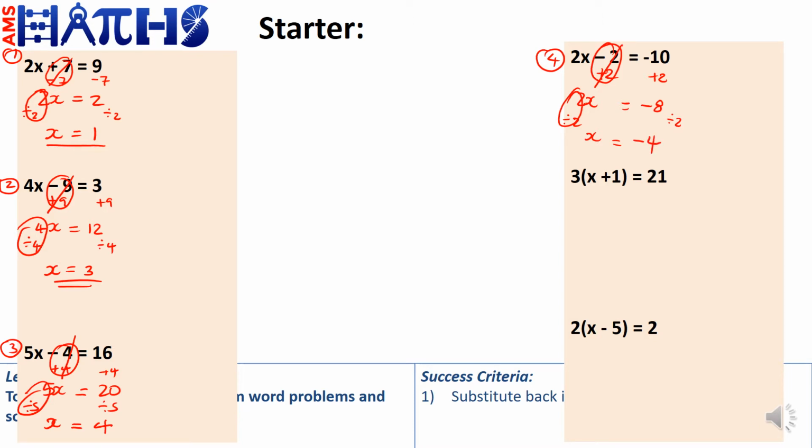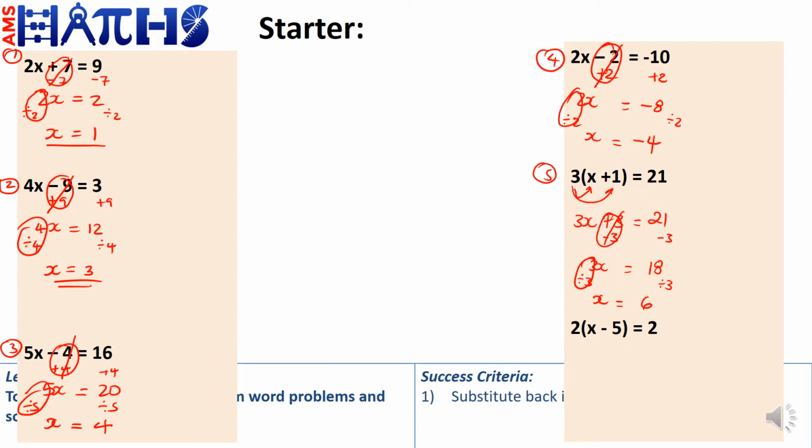Now we have our brackets question. So first we'll expand the brackets. 3 times x, 3x. 3 times 1 is 3. And that gives it equal to 21. Then we'll subtract 3 from both sides. So 3 minus 3 is 0, leaves us with 3x on our left. 21 minus 3 is 18. So we'll now divide by 3 on both sides. 3 divided by 3 is 1, leaves us with x. And 18 divided by 3 is 6.